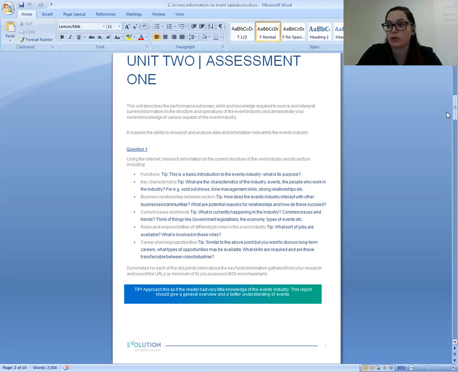So what do we mean when we're talking about the actual current structure of the event industry? I basically want to know what it looks like, what's currently going on in the events industry. And this is what I mean about having really general information about it. So you can break this down into each little section.